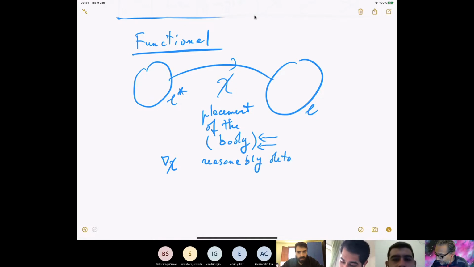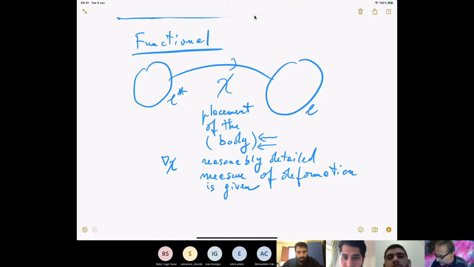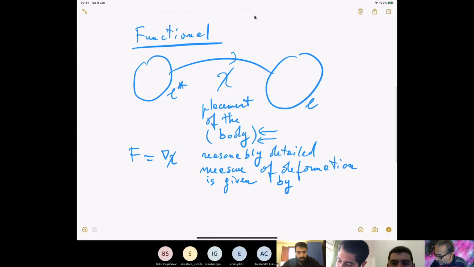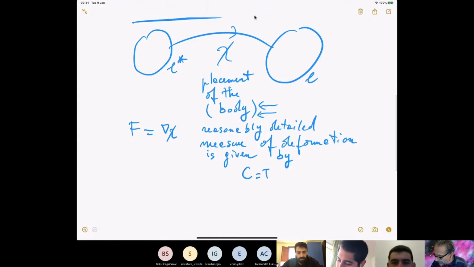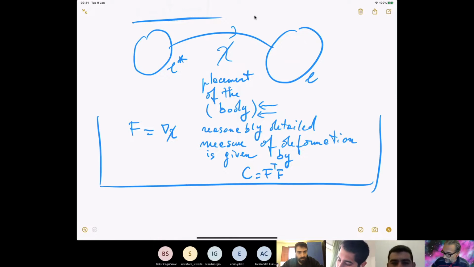and we decided that a reasonably detailed measure of deformation is given by C defined as F transposed F. Okay.